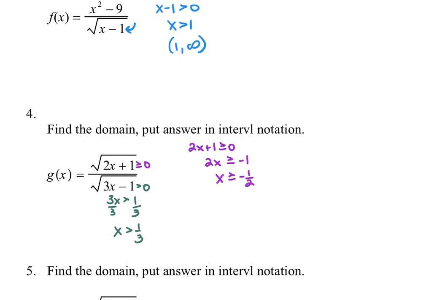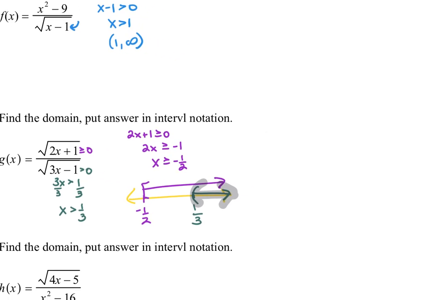So when you go to graph this on a number line, you're going to plot that 1/3, and you're going to plot the negative 1/2. The negative 1/2 is greater than or equal to, so it's a bracket pointing to the right. And the greater than 1/3 is a parentheses pointing toward the right. And we treat this as though they're and statements, only good for where the overlap occurs, which means the domain for this is just from 1/3 to positive infinity, or x has to be greater than 1/3.